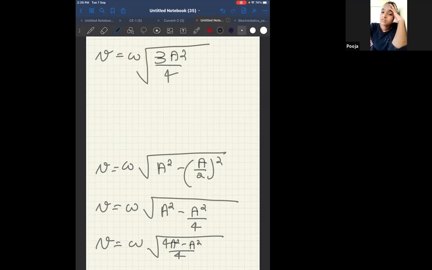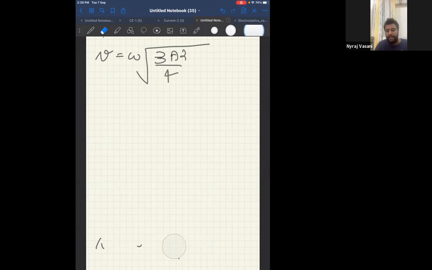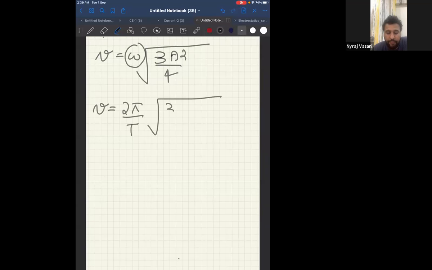Correct? Now, if you look at the options, all options have capital T. Do all options have pi? Yes, sir. That means what they have done is they have substituted omega as 2 pi by T. Did you understand why I am doing it? I kept it as omega only, but if I look at the options, they have kept it as 2 pi by T. Therefore, velocity is equal to 2 pi by T square root of 3a square by 4.